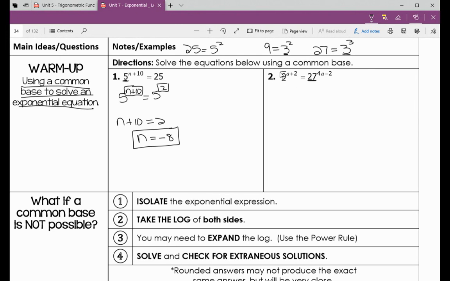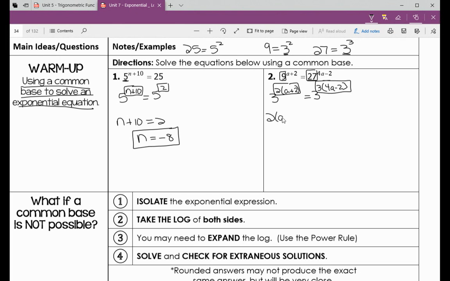So I'm going to take 9 out and I'm going to replace it with 3 squared. Now, there's already an exponent there, so I'm going to multiply those exponents together. I'm going to take 27 out and replace it with 3 to the 3rd. And I will multiply that 3 by the exponent that was in the original expression. Now that I have like bases, I'm going to set my exponents equal to each other.